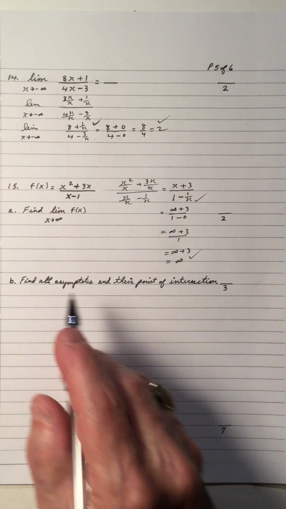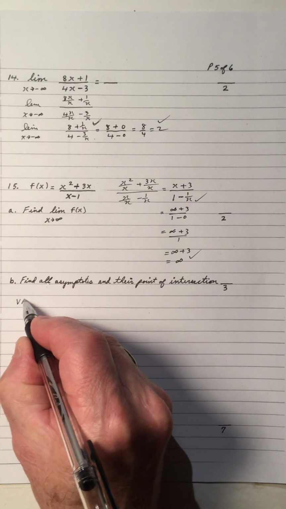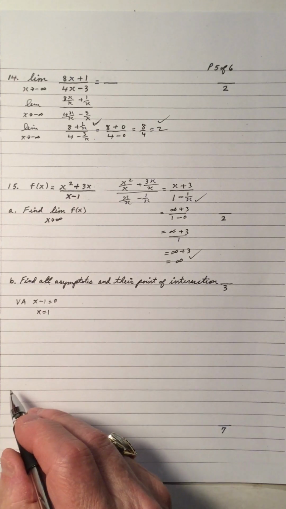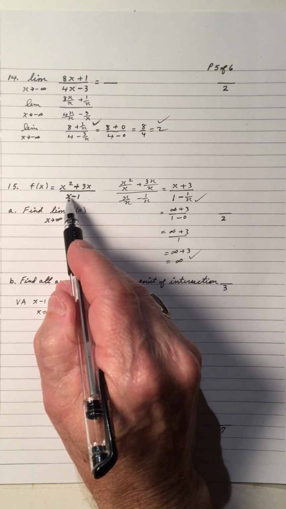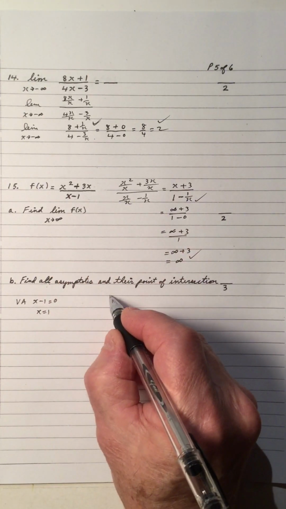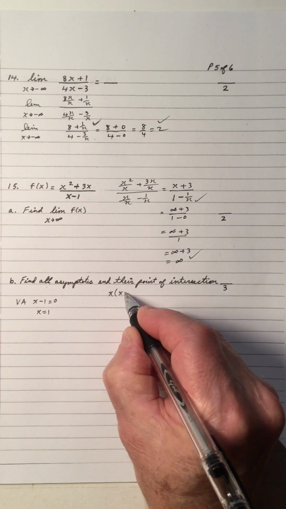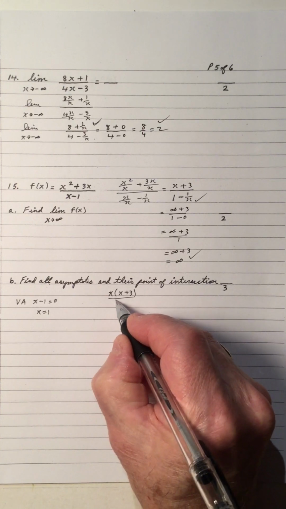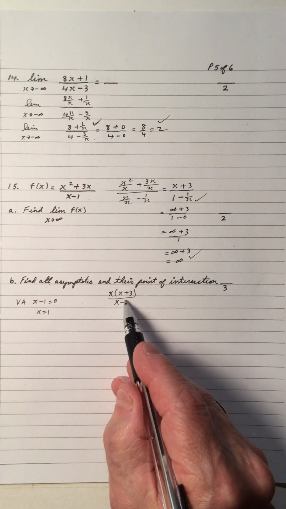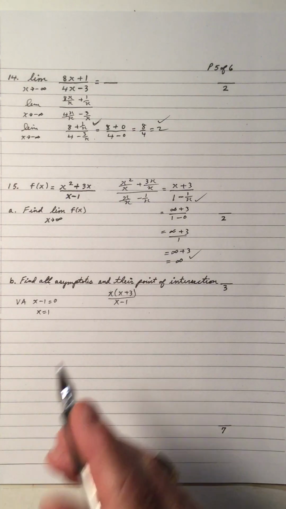Now, the next question is find all the asymptotes and find their point of intersection. Well, we have a vertical asymptote, x minus 1 equals 0. x equals 1 is a vertical asymptote because your denominator is equal to 0. The numerator x squared plus 3x is factorable as x times x plus 3, all over x minus 1. I factored the numerator, but nothing can cancel out. Because the x minus 1 didn't cancel out, that means 1 is a vertical asymptote.